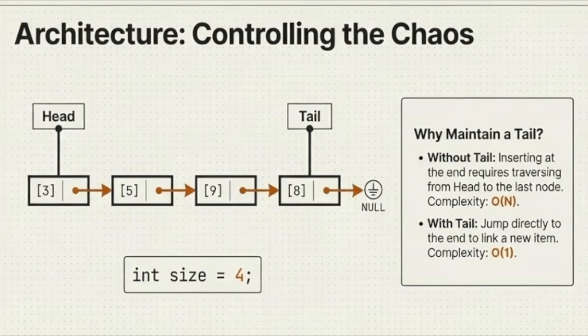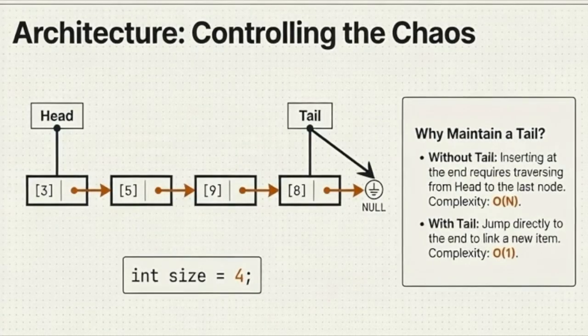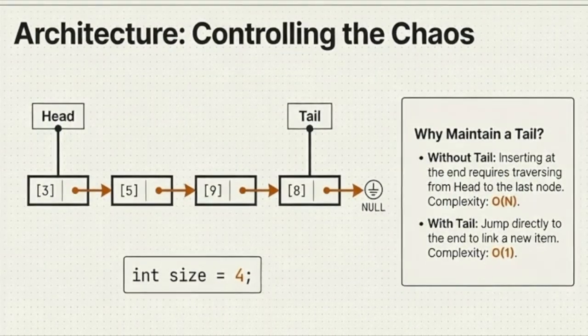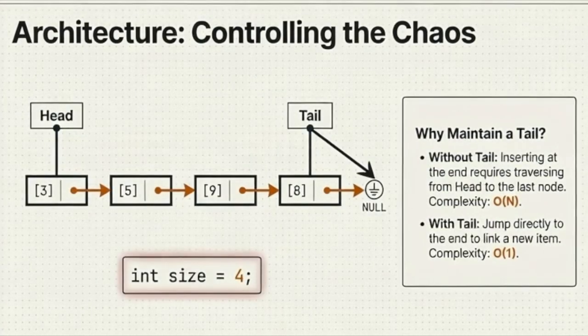To control this chaos, we need anchors, the head and the tail. The head is our entry point. If you lose the head, the garbage collector eats your list and it's gone forever.